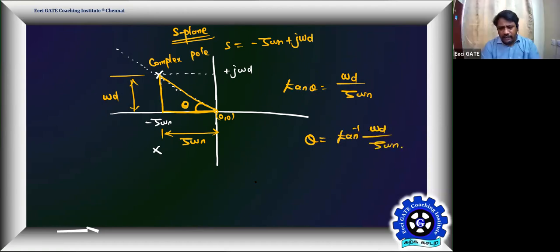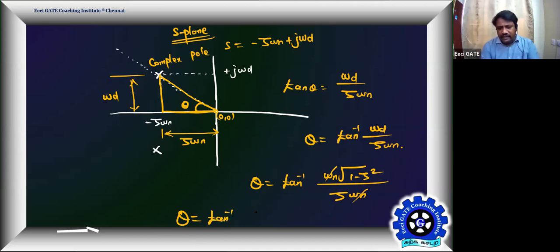Or you can also say theta equals tan inverse of, what is omega d? Omega n into root of 1 minus zeta square, by zeta omega n. Omega n will get cancelled. Then theta becomes tan inverse of root of 1 minus zeta square by zeta. Getting it, everyone?